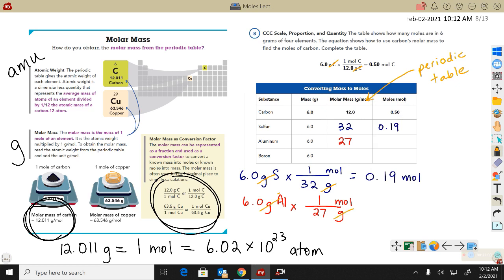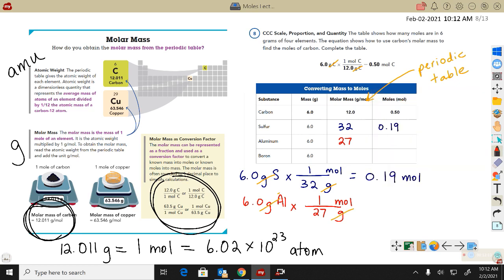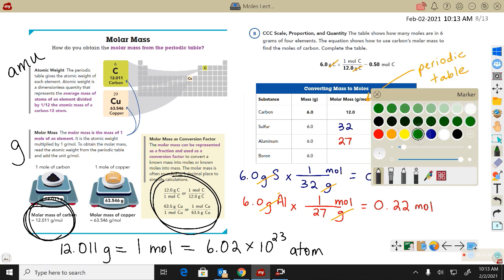Grams on the top will cancel with grams on the bottom. And we divide. 6 divided by 27. Looks good to me. Maybe we'll say about 0.22 moles. 0.22. Oh, okay, this is coming together.